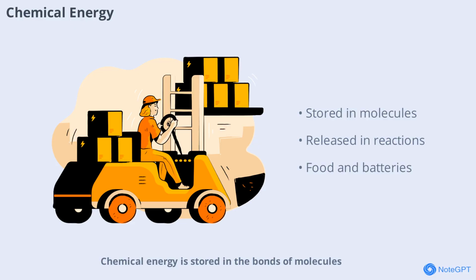Chemical energy is stored in the bonds of molecules. When these bonds break during chemical reactions, energy is released. This is the energy you get from food, batteries, and fuels. Understanding chemical energy helps explain everything from digestion to the operation of cars and electronic devices.